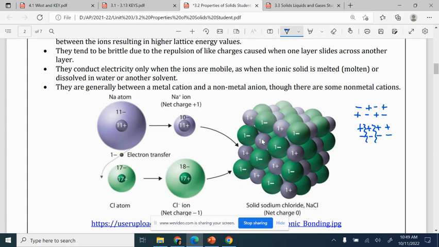So if I just took salt and I grind it, okay, it's going to grind out, as opposed to metal, if you applied a significant amount of pressure, it would just flatten out, rather than breaking and shattering into pieces. Okay.